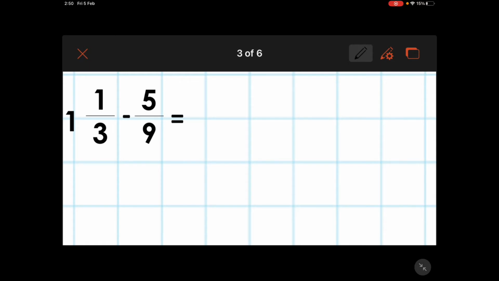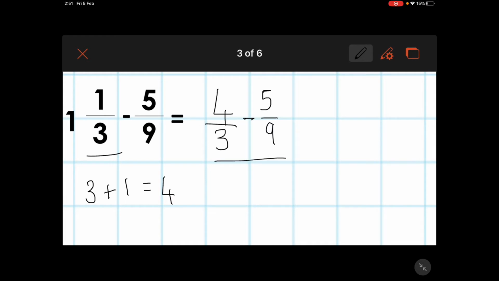And to do that, I must look at the denominator. I have a denominator of 3 and I have a whole 1. I have 1 lot of 3. And I have to add the numerator. 3 and 1 is 4. I have a numerator of 4 and keep the denominator the same, which is 3. I'm subtracting 5/9. Now here, I need to give these two fractions a common denominator to make the subtraction easier.